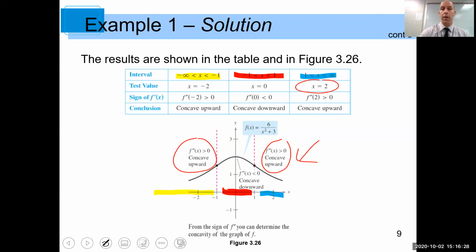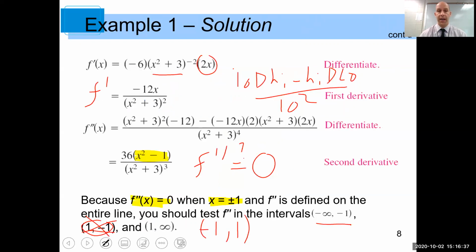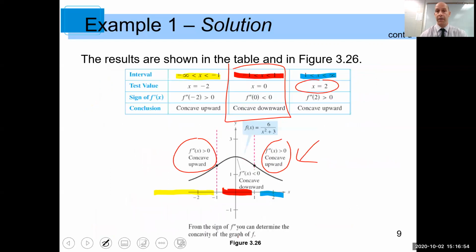But when you pick in the middle, that's this part right here, if you pick a number between negative 1 and 1, like 0, when you plug that into the second derivative, and remember the second derivative right here is 36 quantity x squared minus 1 over x squared plus 3 to the third, which is 27. The numerator is going to be negative, so it's negative 36 over pi, so it's negative. Which means it's concave down right here in the middle. And that's how we can now answer our question.